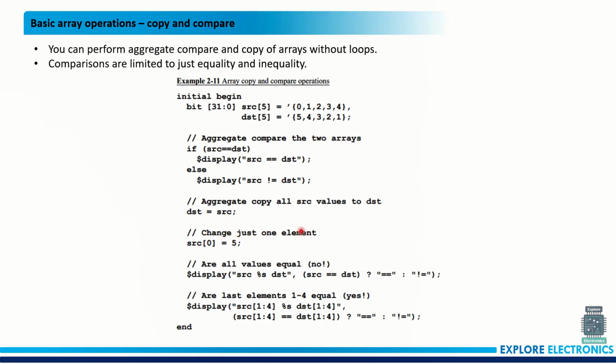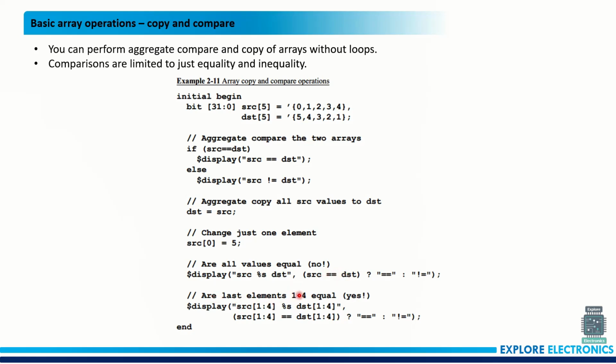And then to change just one element of the array, we need to specify the indices perfectly. Source of 0 means the 0th element will be loaded with the value 5. And we are checking whether all the values are equal or not. You can see display source %s dst, %s, it will fetch the string from here. It will compare source and destination, and this is the conditional operator. If this is true, double equals will be printed over here. Else, if this is false, not equals will be taken over here. This is just a display statement, and here we are just comparing the things.